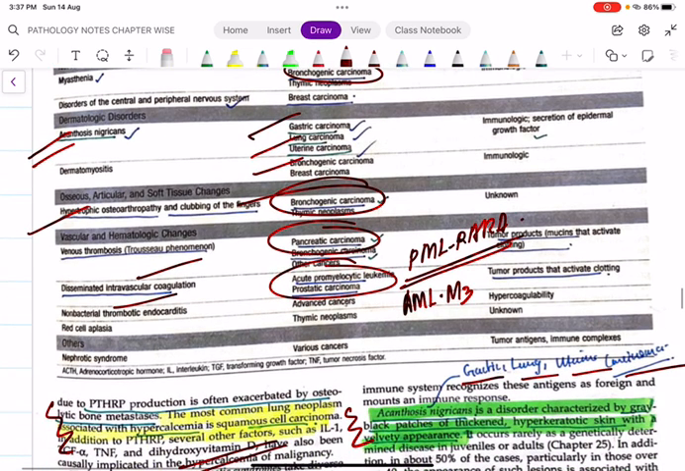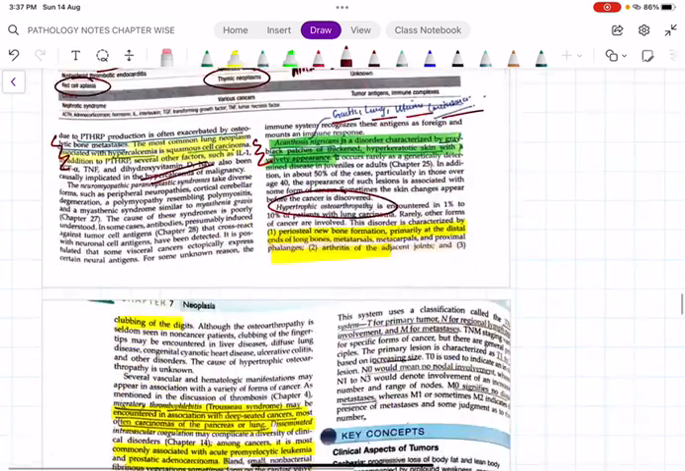Then nephrotic syndrome, various kinds, that's not specific. Red cell aplasia is in case of thymic neoplasms. Fine, yes. Just go through this.